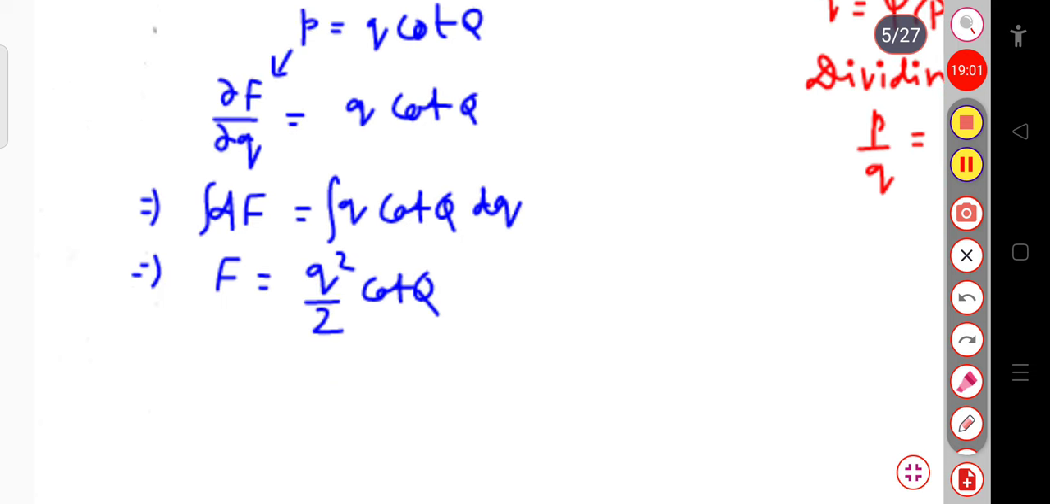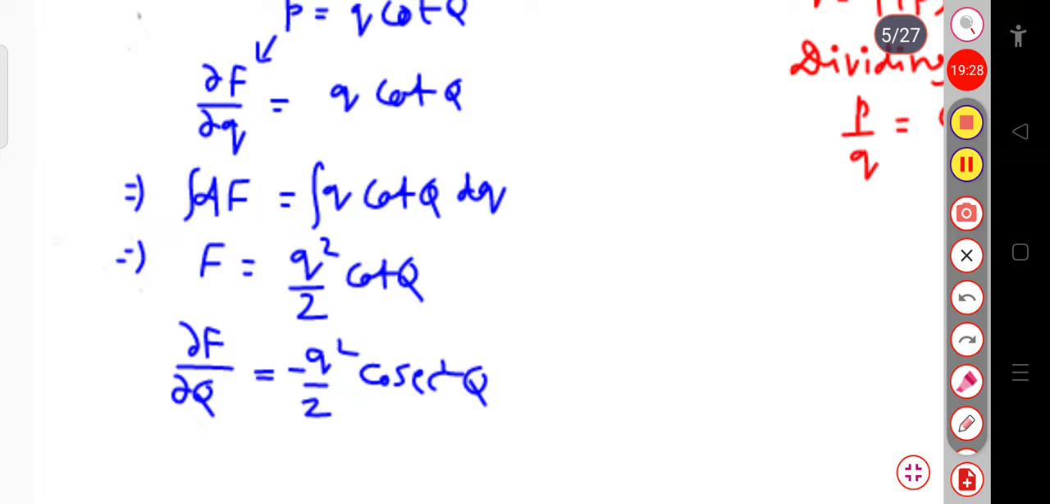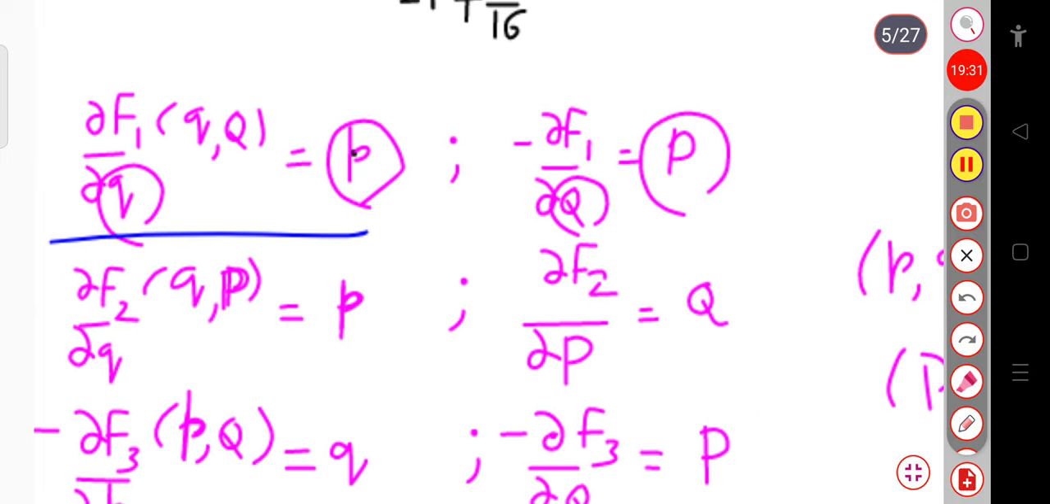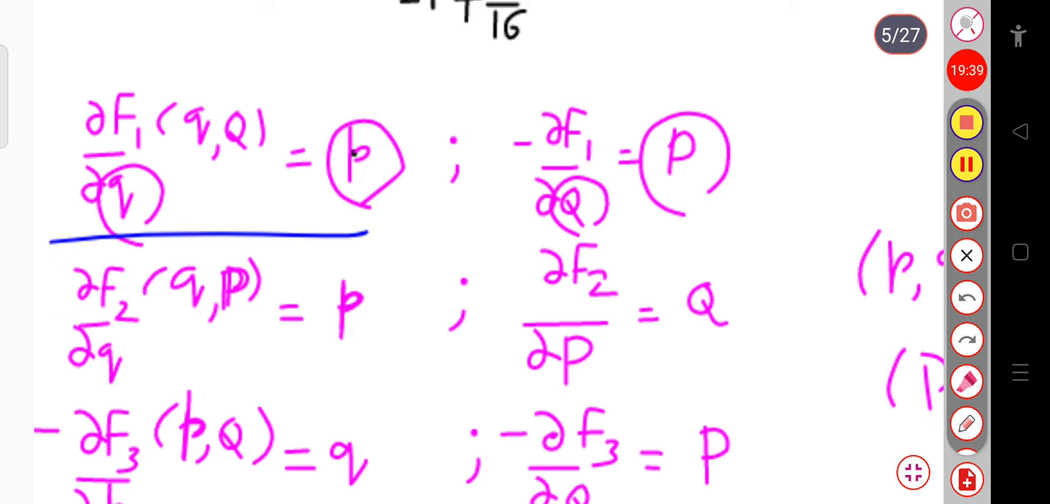Now here f equals this much, because again you have to differentiate with respect to capital Q. So if I differentiate it with respect to capital Q, then dou f by dou capital Q is equal to q square by 2, this is your cosec square, minus cosec square into q. Because here you can see in this expression dou f by dou q equals minus p, that is, minus dou f by dou q equals plus p, meaning dou f by dou q equals minus p.